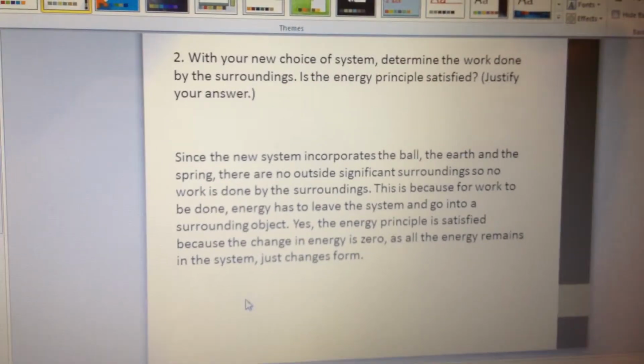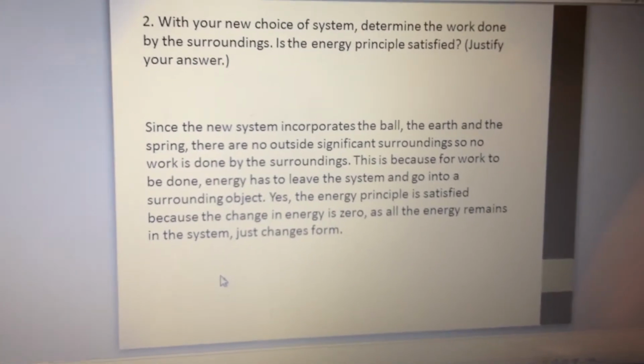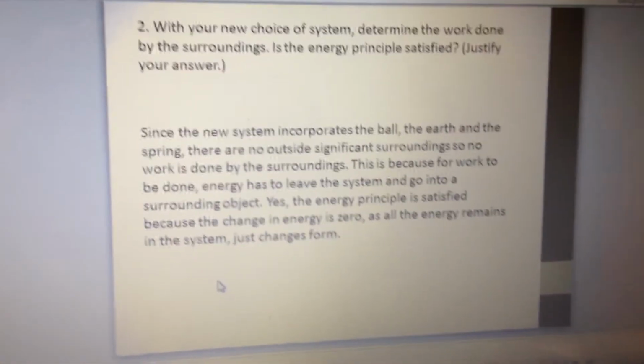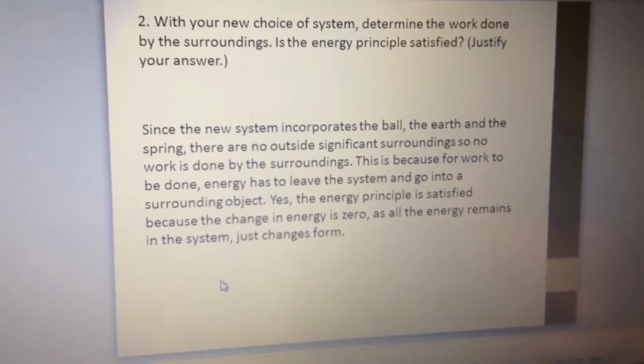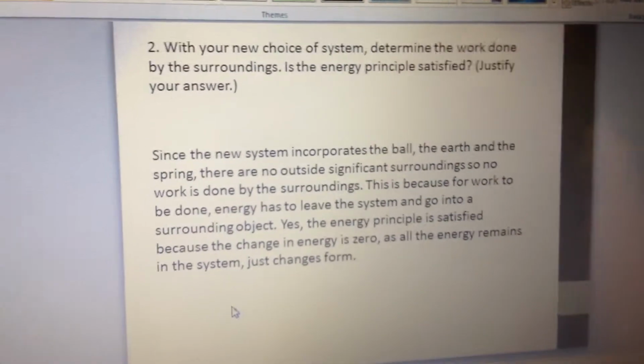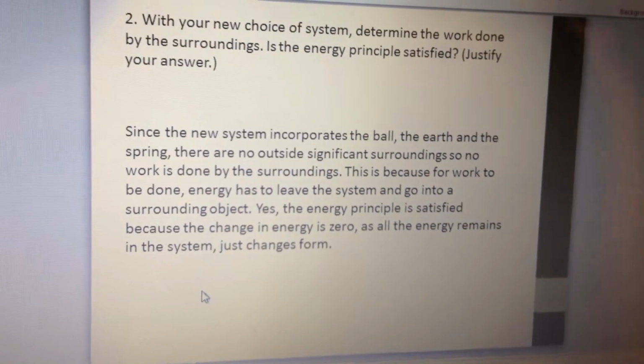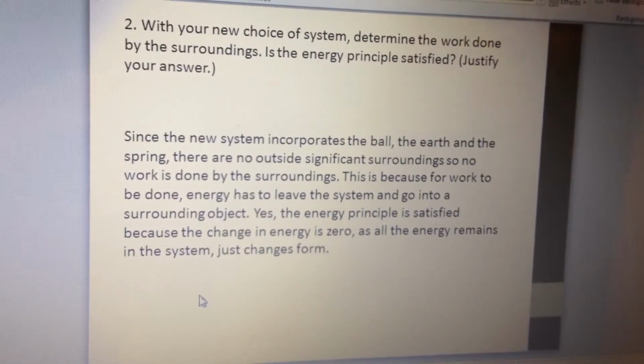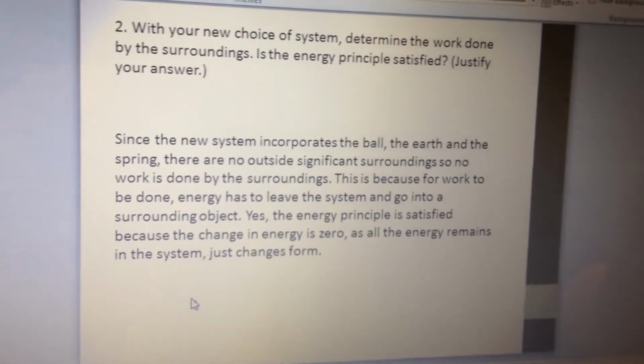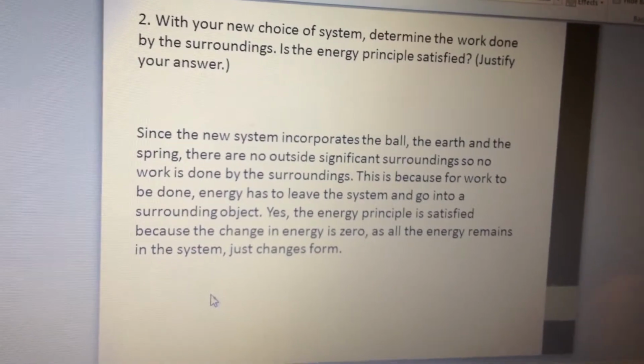Next question. With the new choice of system, determine the work done by the surroundings. Is the energy principle satisfied? So, what our system is now going to be is the Earth plus the spring plus the ball. And then our surroundings are space or nothing. Therefore, the contributing work done by the surroundings is none.